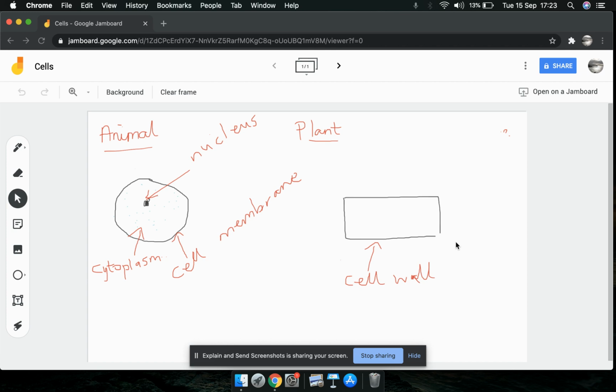And what I want you to do is picture the function of bark on a tree and the protection it provides to the tree. That's exactly what the cell wall does. The cell wall provides protection.